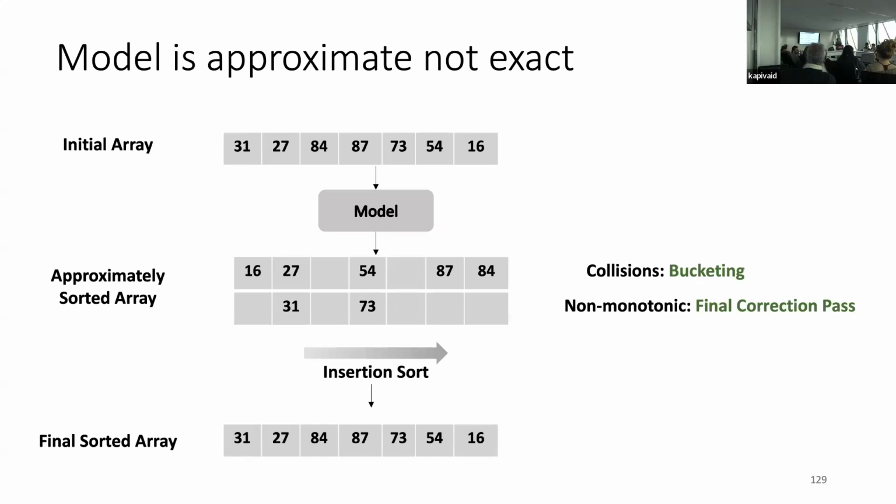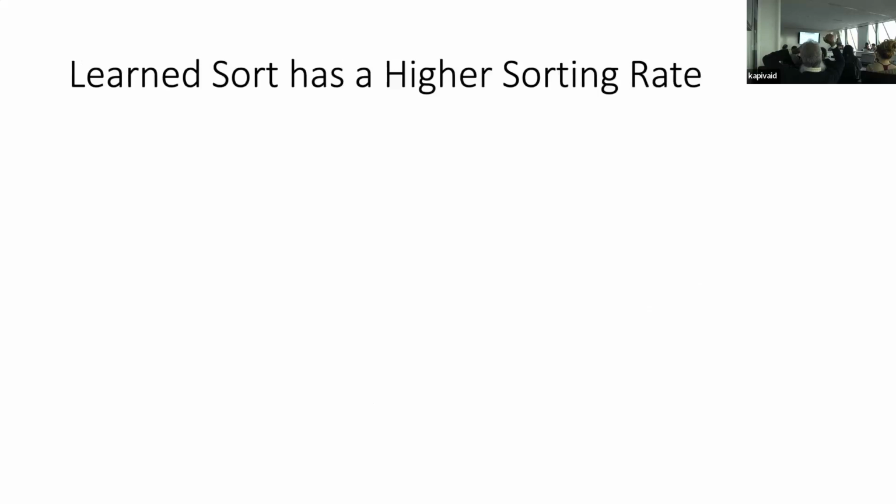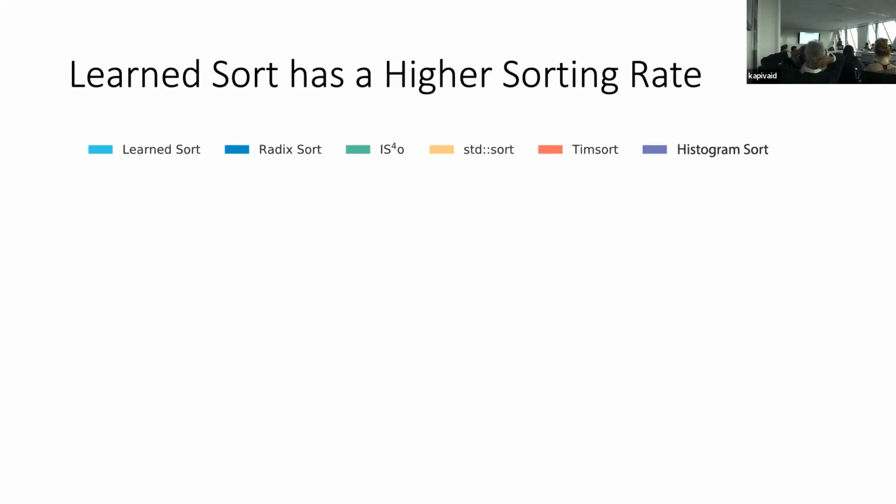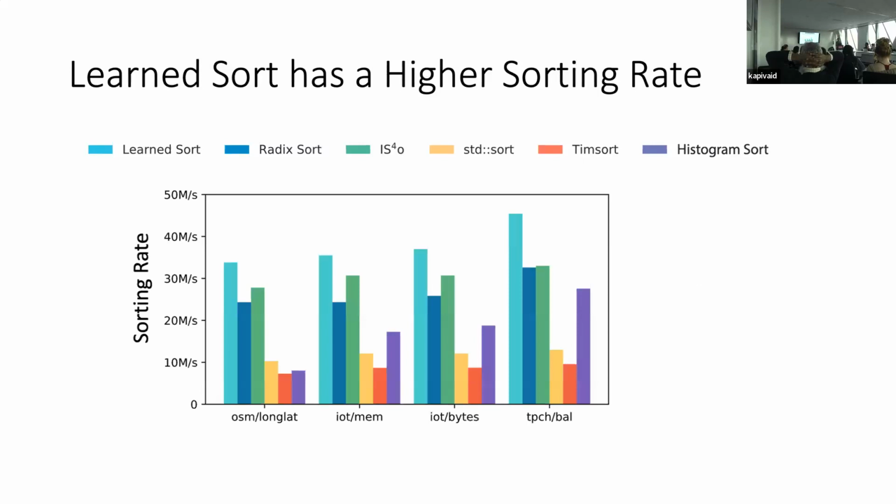Now there are more details to the algorithm, which I'll skip over in the interest of time. Let's look at what the results are like. We compared LearnedSort with various competitive sorting algorithms like std::sort from C++, Timsort from Python, and so on. And these are the results. On the y-axis, we have the sorting rate of the algorithms, and on the x-axis, we have the different data sets we use.